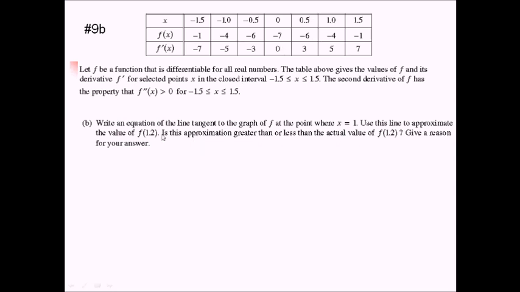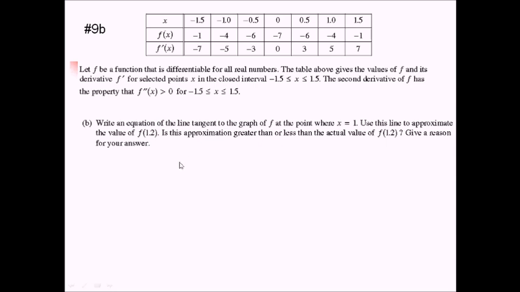All right, so part B, they want us to write an equation of the line tangent to f at the point where x equals 1, use it to approximate f of 1.2, and then tell us if the approximation is greater than or less than the actual value of f of 1.2. So there's actually three different parts to this problem. Let's find that tangent line first.